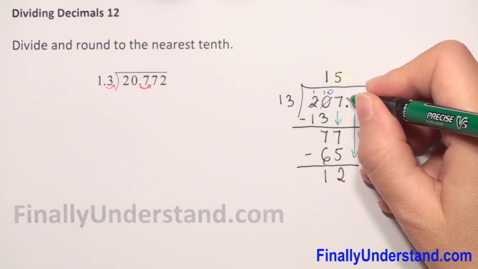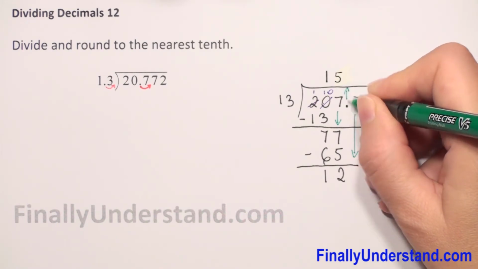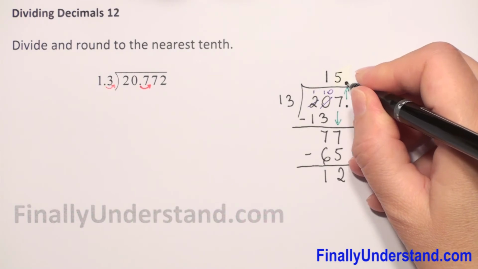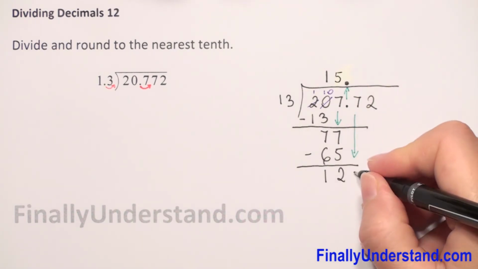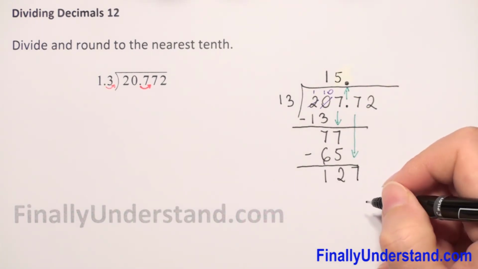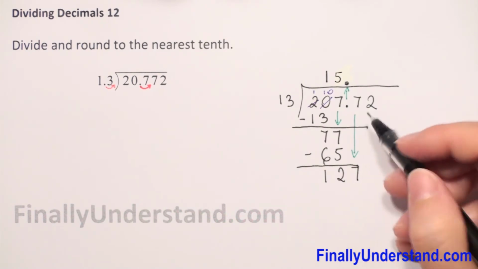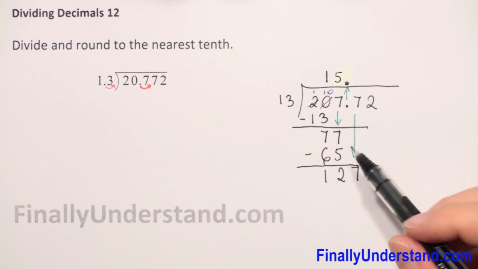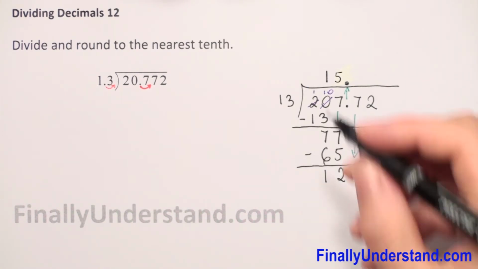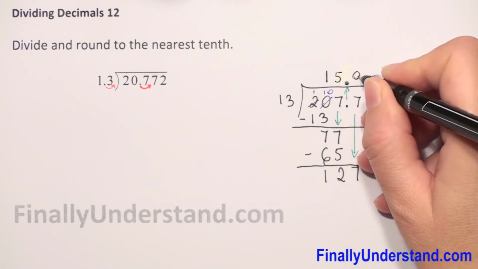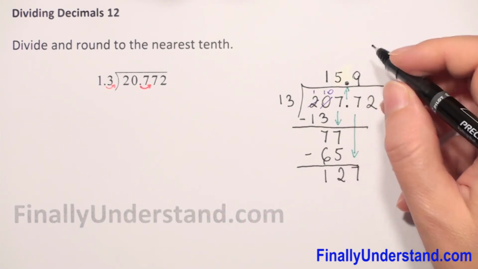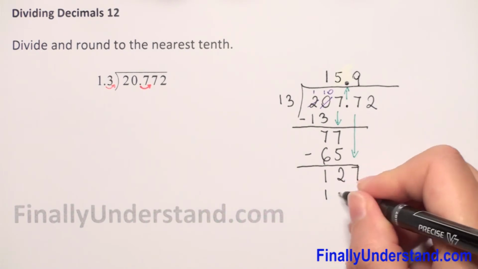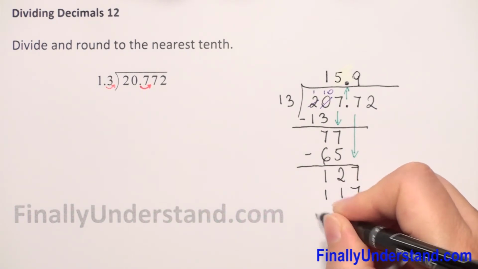What next? We have to take down the next digit. And we have to put the decimal point exactly in the same column. So after 5 we have the decimal point. And we take down 7. Now we have 127 divided by 13. That is 9. We write 9 on the top. And now we do multiplication. 9 times 13 is 117.